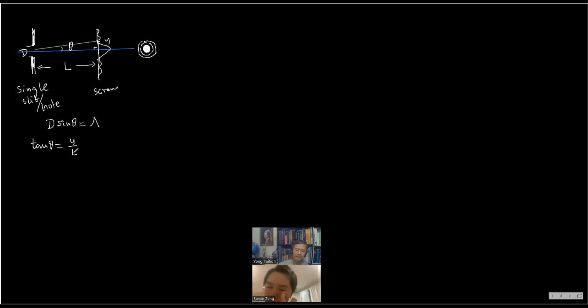What's the relation between D and Y? When the hole gets bigger, what would happen to Y? Y will increase. Can you see what is Y? This particular point is Y. At the center, it is 0. Can you see? Okay. So when D is very, very small, then Y will be very small. In other words, if you reduce D, I will show you this relation now.